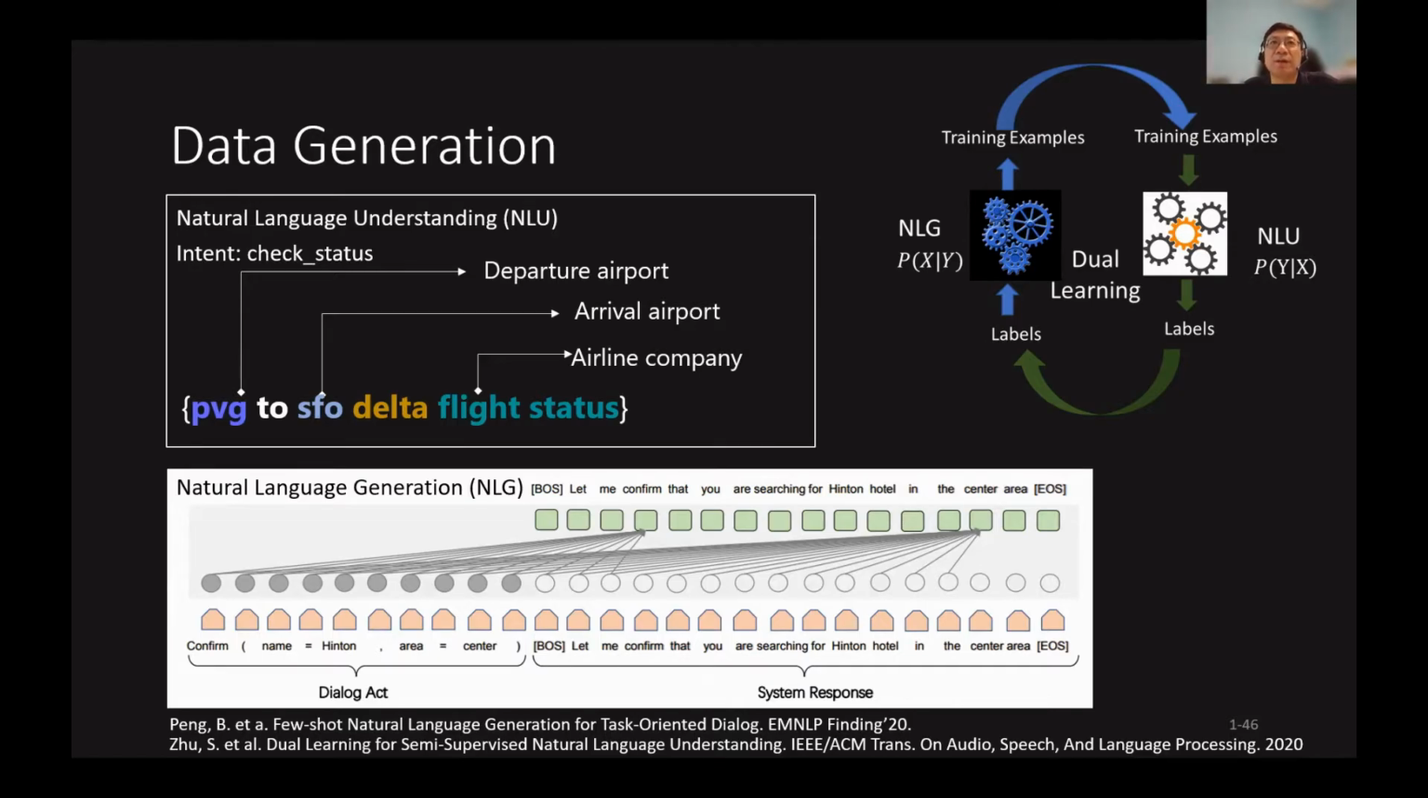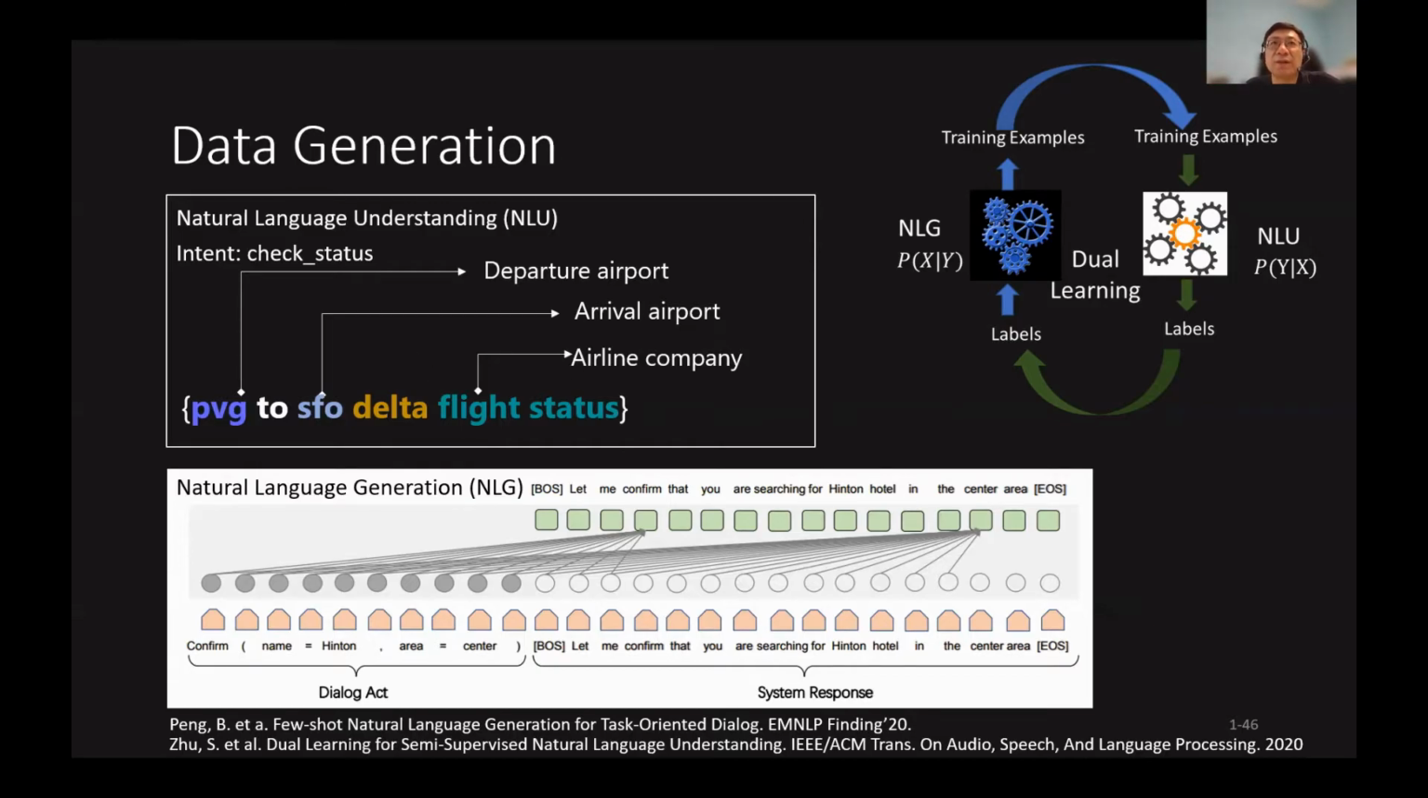To be specific, the example is natural language understanding, or NLU for short. The task of natural language understanding predicts the intent of user input, and at the same time, it also labels the important slots in the input. For example, when the user inputs PVG to SFO Delta flight status, the intent is to check flight status, and there are 3 slots to be labeled, as shown in this figure.